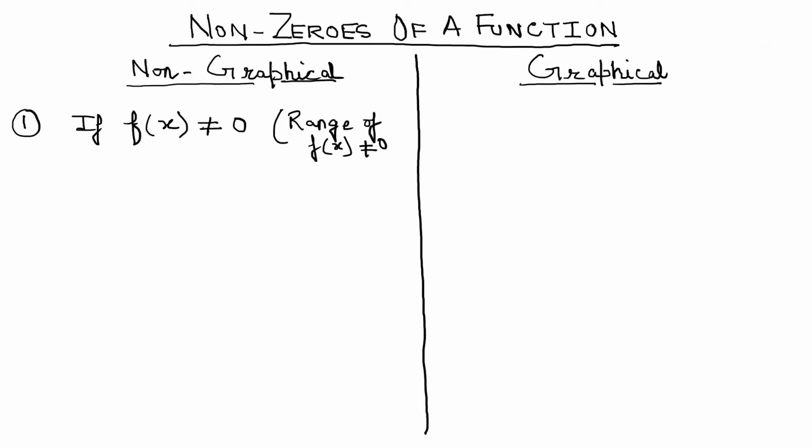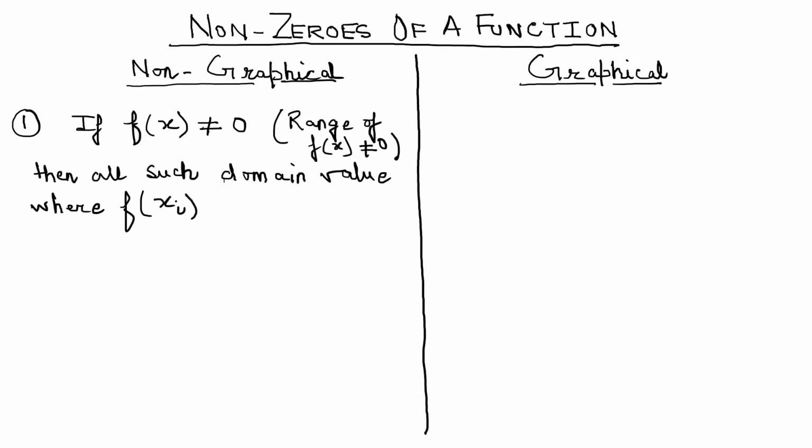What we are doing is excluding one such range value of the function f(x), and when we are restricting that, we'll be restricting the domain values as well. So all such domain values, f of xi, where xi is all such domain values. Let's say all these xi's where f(xi) is not equal to 0.